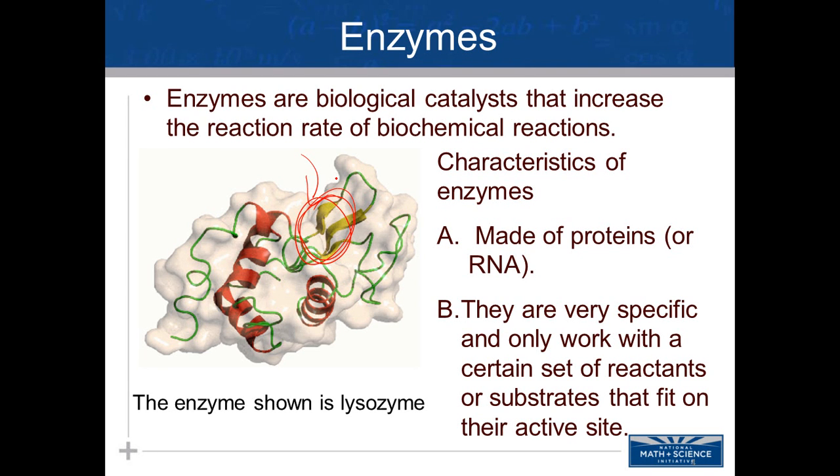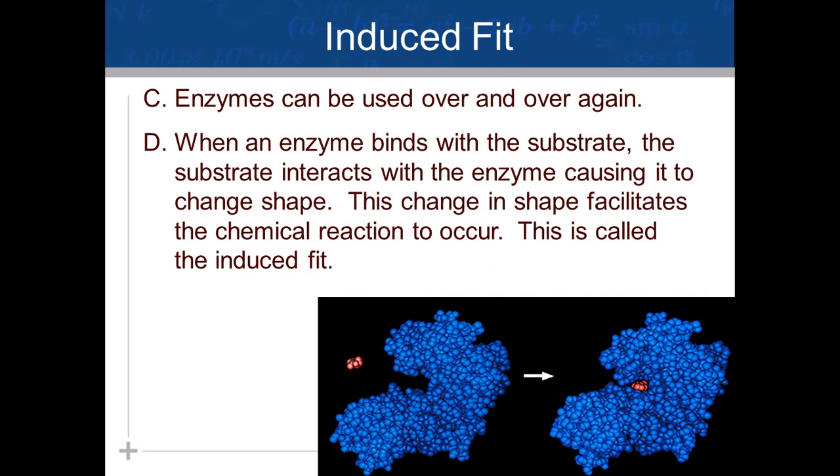So structure is all important to making an enzyme work. Enzymes can be used over and over again. When a substrate attaches to the active site, you'll notice that the enzyme is going to change shape. That's called the induced fit. And when it changes shape, that change in shape will help the chemical reaction occur.